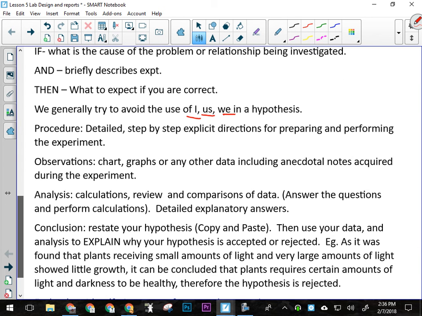Then you're going to have the procedure. In the procedure, those are just the step-by-step, very explicit directions on how to perform the lab experiment. There's only one lab in this course where you actually have to design the procedure, and it's the first one we do. I'll walk you through it. The rest of them, it's pretty cookbook. I've already got the procedure. You just follow step 1, step 2, step 3. Everybody with me there? There's not really much in terms of marks in the procedure. You either follow it or you don't.